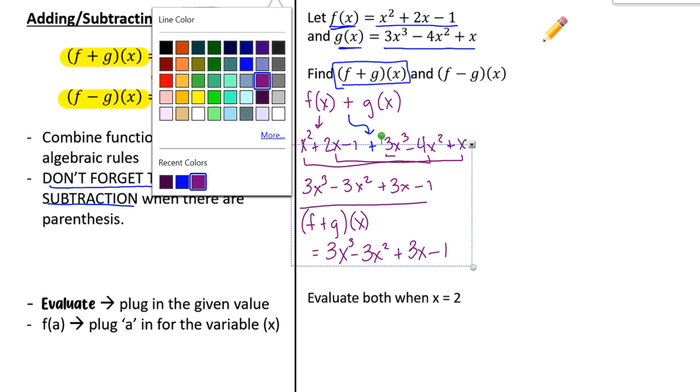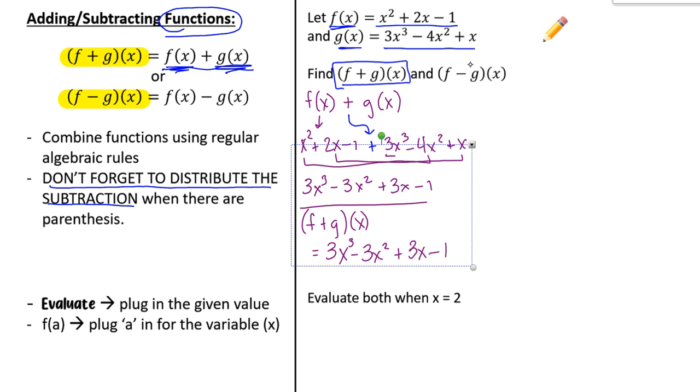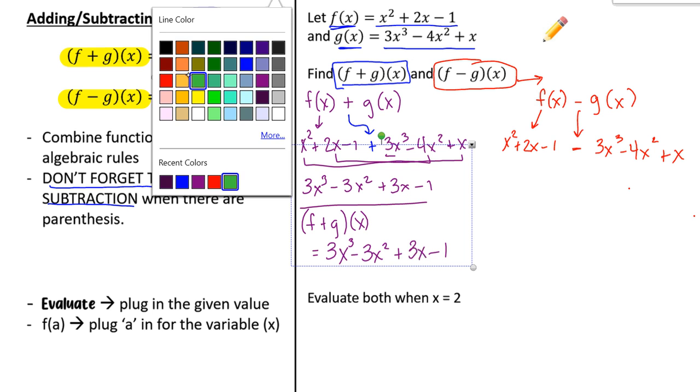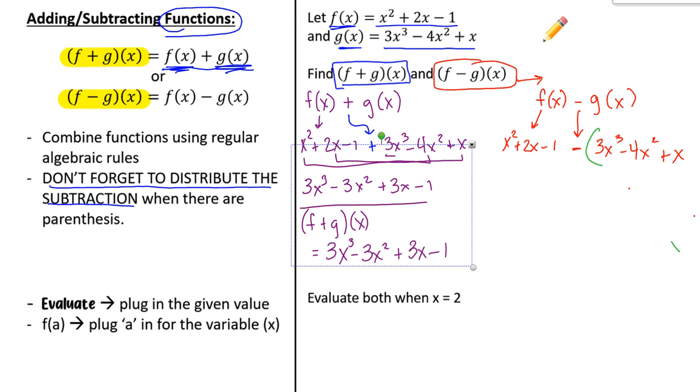Okay, over here we've got f minus g, which literally means take f of x and subtract g of x from it. Okay, dealing with the same functions, this guy right here, x squared plus 2x minus 1 minus g of x, but you have to remember when you're dealing with subtraction that there's that one little guy that means you've got to distribute.